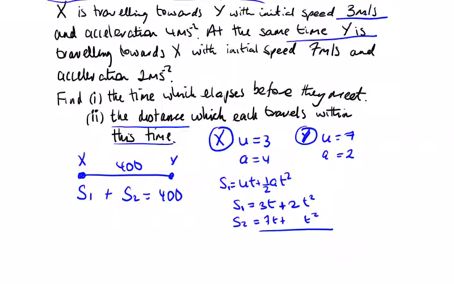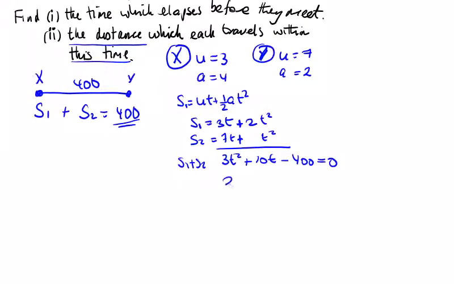And maths is also about identifying your mistakes as you're making them. So always just check back a couple of lines each time. So 7T plus a half AT squared is 7T plus T squared. So I'm going to get 10T plus 3T squared, S1 plus S2. Now I'm going to write equals 400, but instead of doing that, I'm going to write minus 400 equals 0.